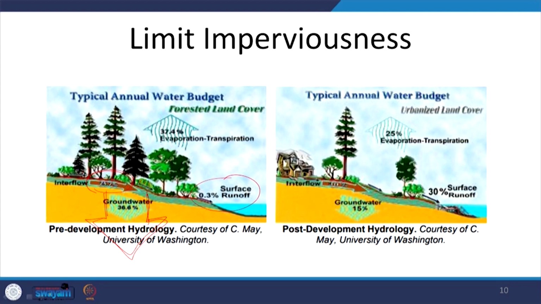That is because of the roots of the trees, which make this topsoil and the top layer of the soil more permeable, so that there is more recharge and greater interflow and greater evapotranspiration happening. So, the total amount of runoff to the surface aquifer was only 0.3%, as compared to a post development scenario where we see that almost 30% of the surface runoff is received in the surface aquifers.